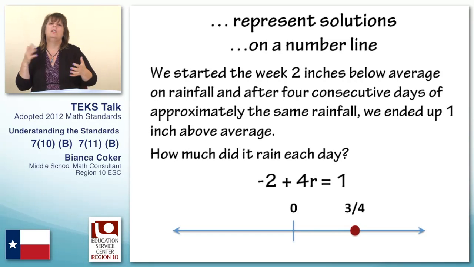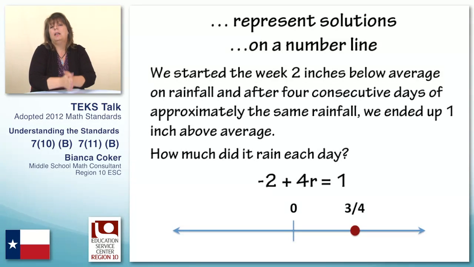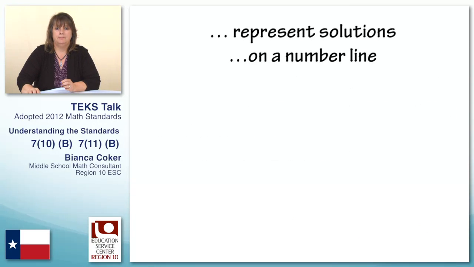Now it's kind of nice to review the number line model, but really what it does is it sets us up for representing inequalities on a number line, all right? Because those solutions are much more interesting to graph. So let's go ahead and look at that.